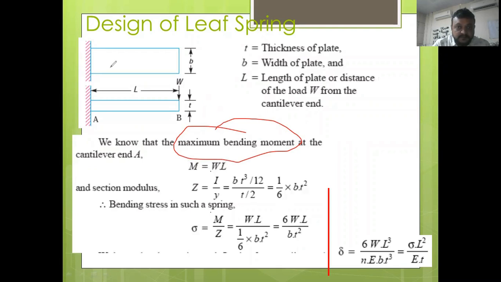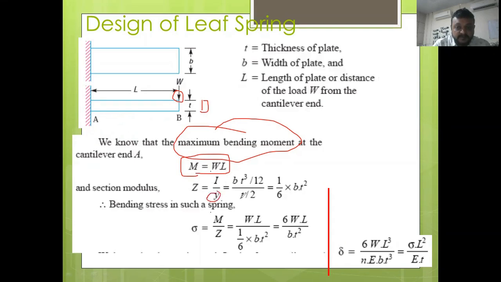So for that, you have to see here, considering the cantilever beam on one side and load acting on the end point with the length L, then moment is equal to W, load, into distance from this figure. Okay, and then we are considering B as the width of the plate and T is the thickness of the plate. A rectangular plate is to be considered where B is the width and T is the thickness of the plate. And section modulus is equal to moment of inertia I divided by Y.